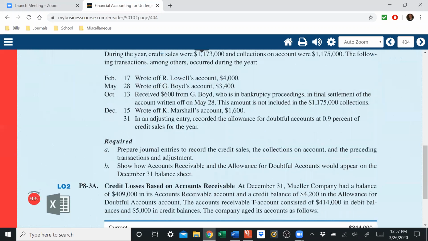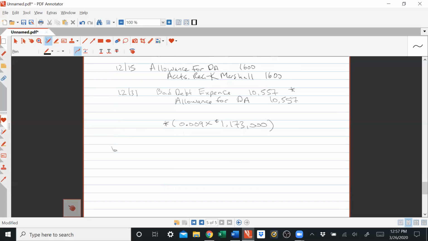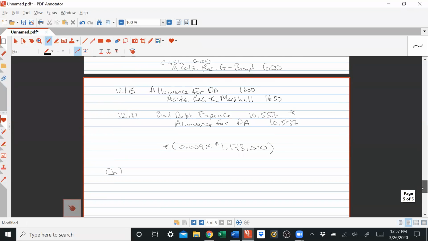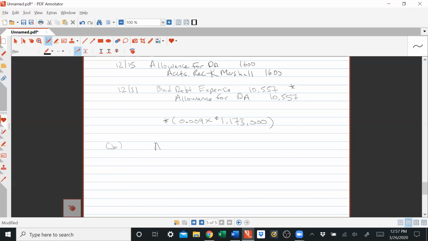B, show how accounts receivable and the allowance for doubtful accounts will appear on this year's balance sheet. B, well, it helps to make a T account for accounts receivable and a T account for the allowance, because we need to know their ending balances so we can make the balance sheet. And we had lots of transactions happen in these two accounts this year. So we can track those transactions and find the ending balance if we have a T account.